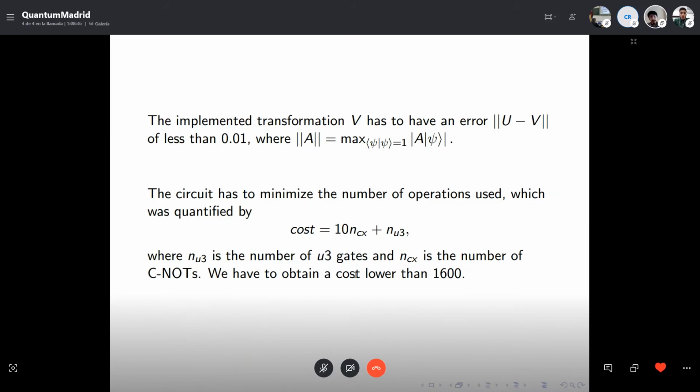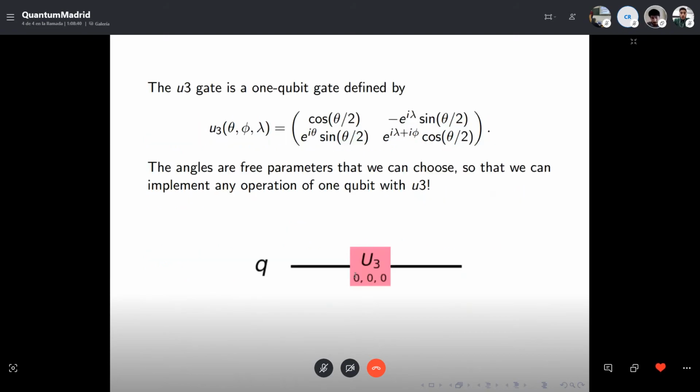Here we can construct our circuit with two types of gates, U3 gates and control-not gates. The U3 gate is a 1-qubit gate defined by this equation. It has three angles that are free parameters that we can choose to produce any operation on 1 qubit, and in our circuit they are represented by pink boxes. So this is our first ingredient to construct our circuit, 1-qubit gates.